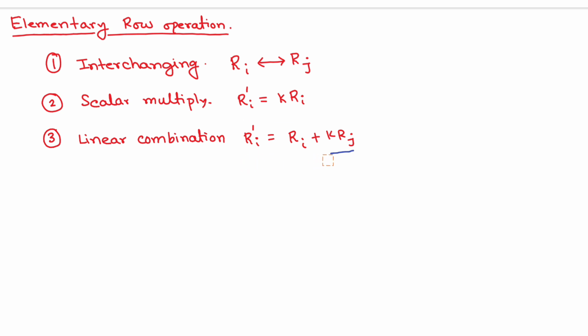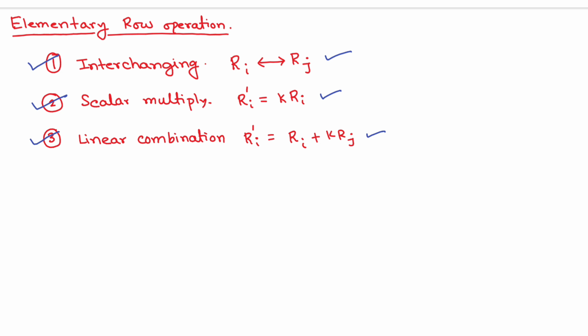Clear? So we have three types of row operations. First one is interchanging, second one is scalar multiply, and third one is linear combination. Okay, or you can say linear operation. Okay, first one is Ri interchange Rj, second one Ri' equals kRi, and third one is Ri' equals Ri plus kRj. And what are i and j? i and j denote the number of rows or columns. Okay, or the position of rows or columns.